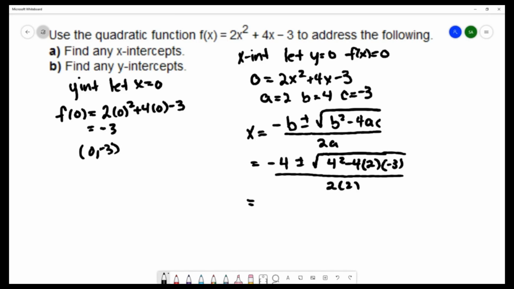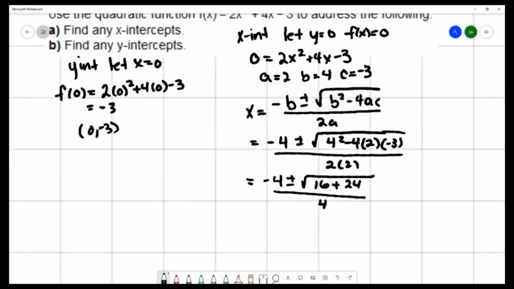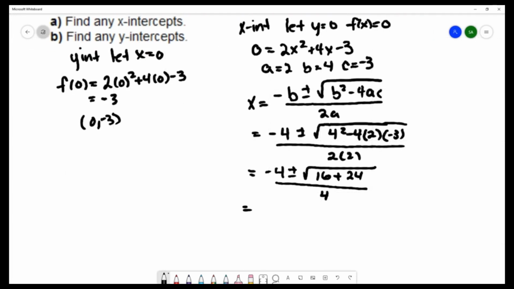I'm going to simplify inside the radical. Negative 4 plus or minus, we have 4 squared, which is 16. We have 4 times 2 is 8, times 3, that's 24, and that will be a plus. And in the denominator, 2 times 2 is 4. Still underneath the radical, I can perform that addition, and that would give me 40. 16 plus 24 is 40.